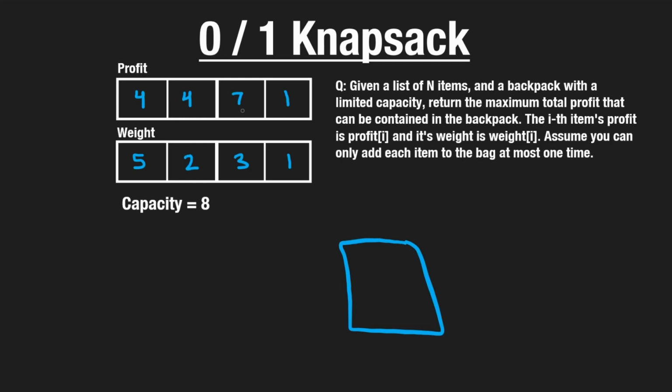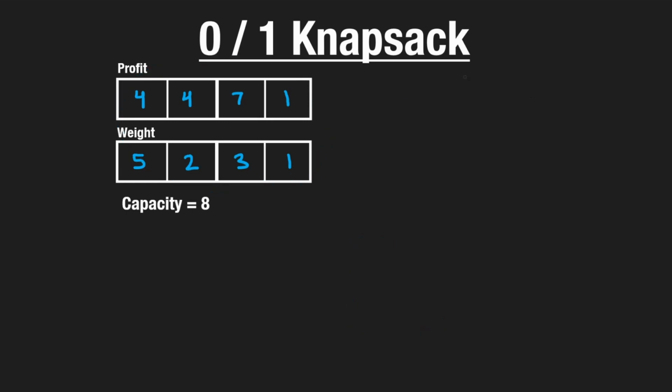So maybe we need to try a brute force approach. When it comes to dynamic programming, starting out with the brute force is not a bad idea. So let's try to think about this in terms of choices. We initially start out with a capacity of 8. So for this item, we have 2 choices. We can include it or not include it.